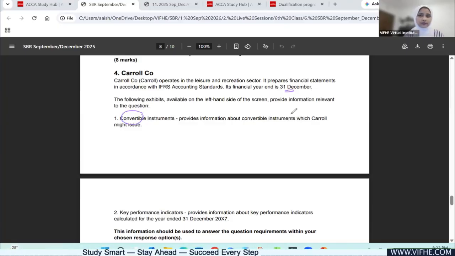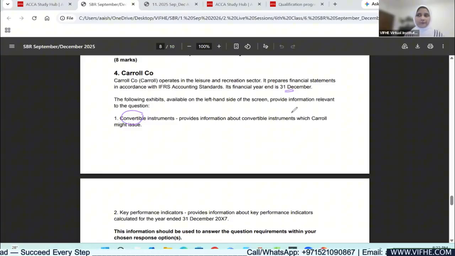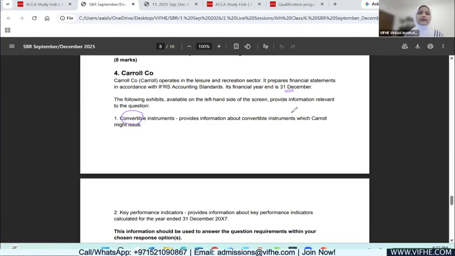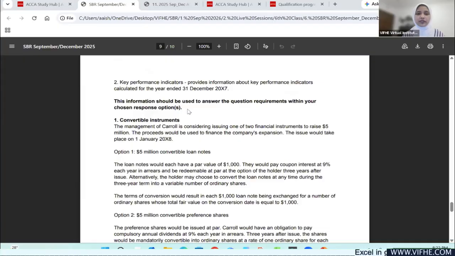We just learned about convertible instruments, that it has to have certain criteria, then it's a convertible instrument, and it's going to have A component and B component. I don't want to say the names because when I'm drafting the answers, I want everyone to participate. And in which case it meets the equity test, in which case it does not. Okay, we'll get into all that. Second is KPI, key performance indicators. Provides information about KPI, key performance indicators, calculated for the year ended 31st December 20x7. Further, the information should be used to answer the question requirements within your chosen response options.